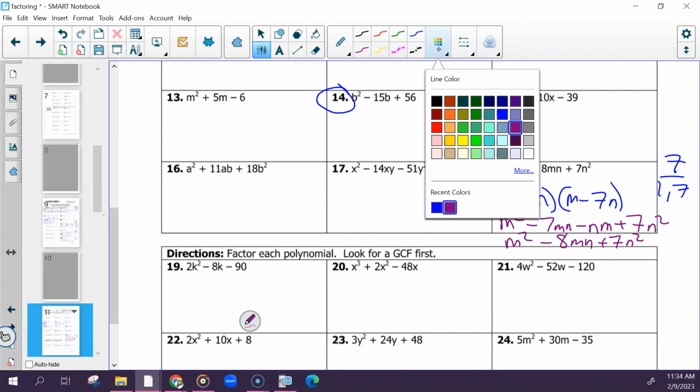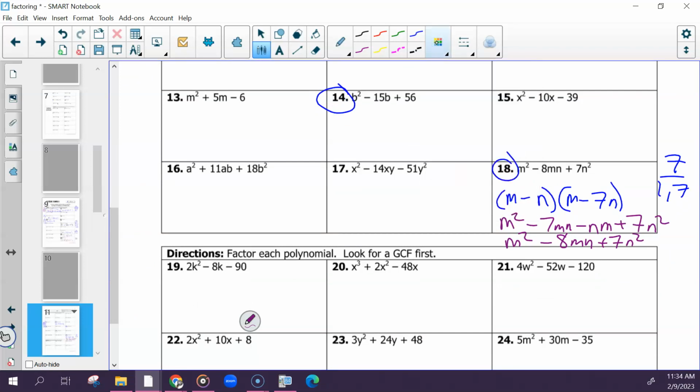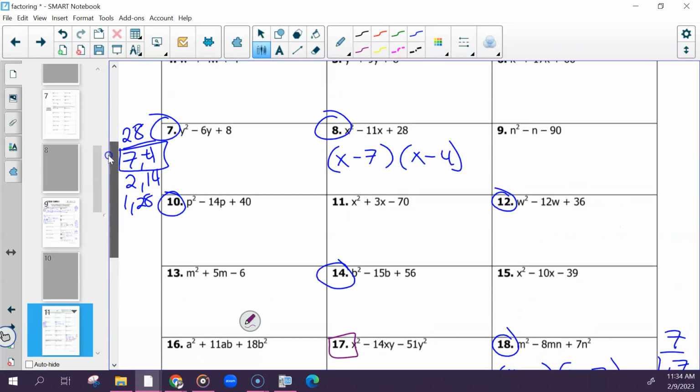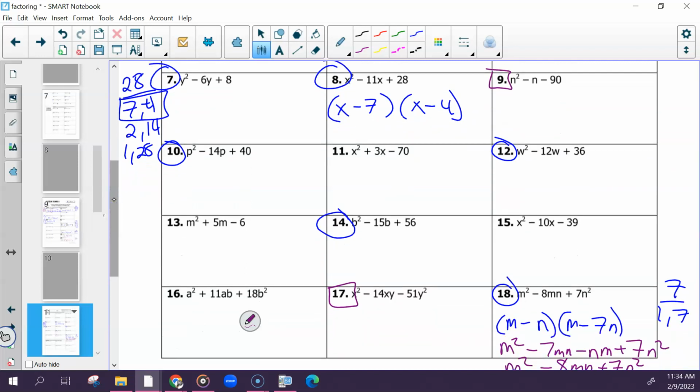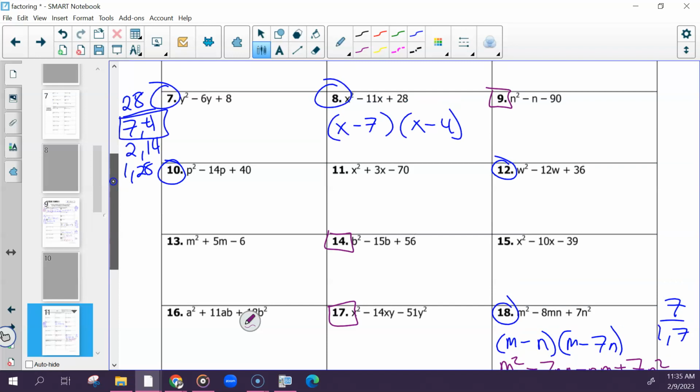Disregard 19 through 24 because we're going to go back to that in a minute. Okay, so we have 9, we have 17. Any others we want to see, go over, have questions about? On this page? Yeah. Alright, so let's start with 9.